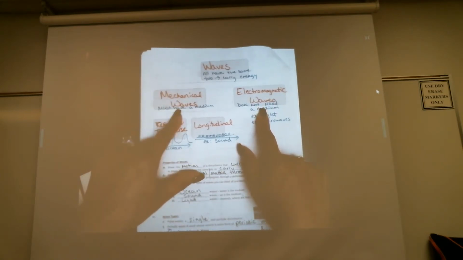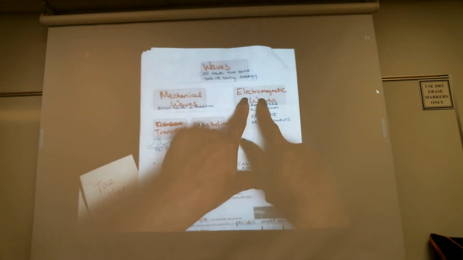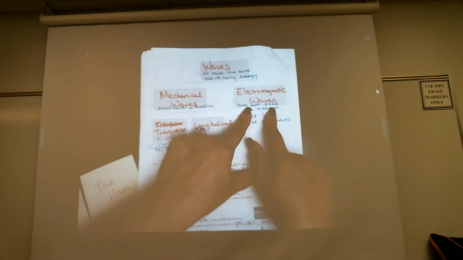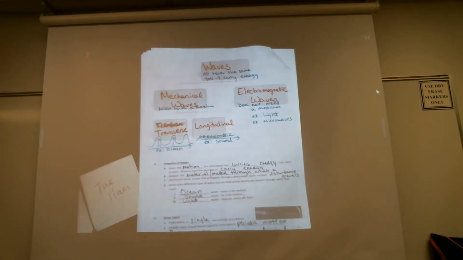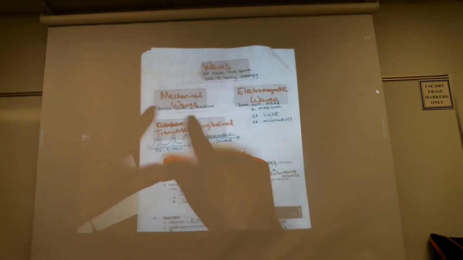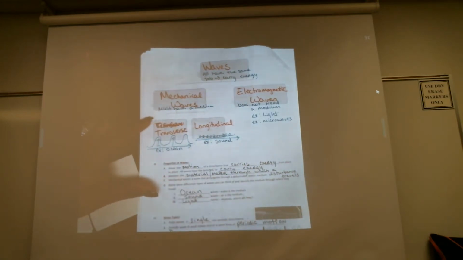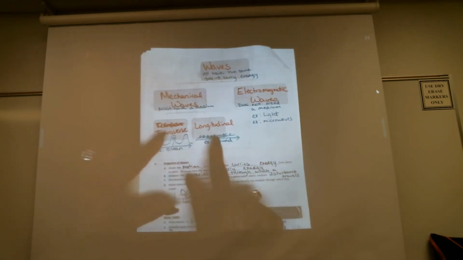Now, mechanical waves are special or different because they have to have a medium to travel. Electromagnetic does not have to have a medium. Could it travel through a medium? Yeah, it could, but it doesn't have to have a medium. Now, mechanical waves are broken into the way that they look, transverse or longitudinal.